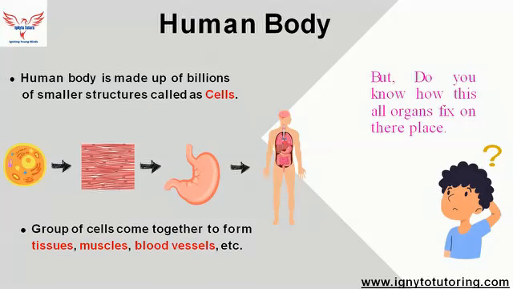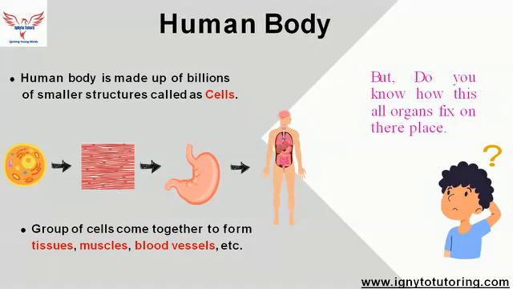Human body. What is the human body? The human body is the structure of a human being. It is composed of many types of cells that together create tissues and subsequently organ systems. So, the human body is made up of millions of small structures called cells. Groups of cells come together to form tissues, muscles, blood vessels, etc.